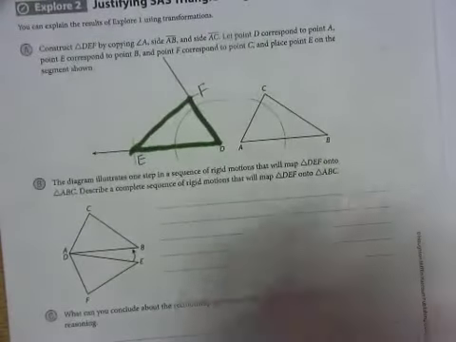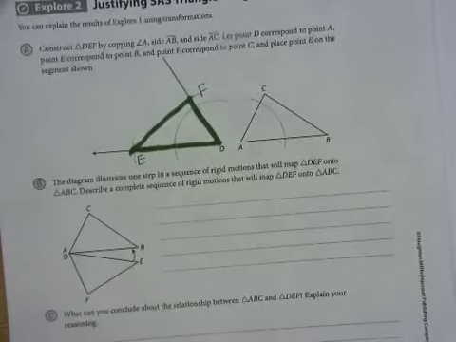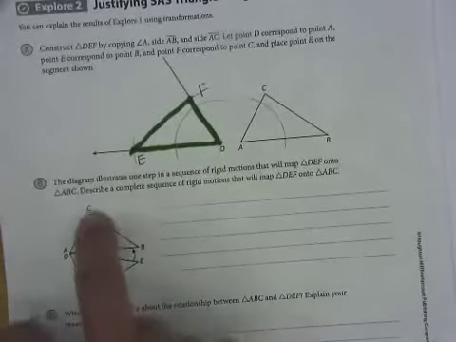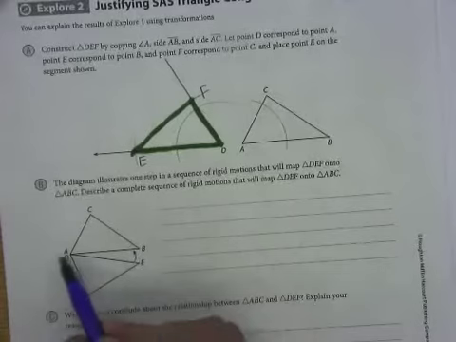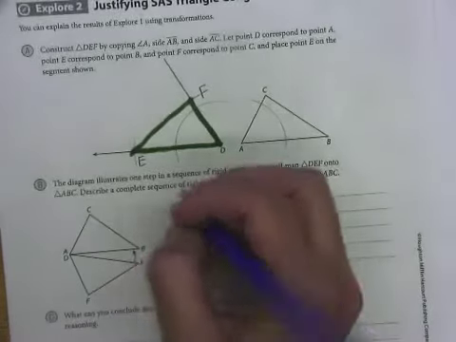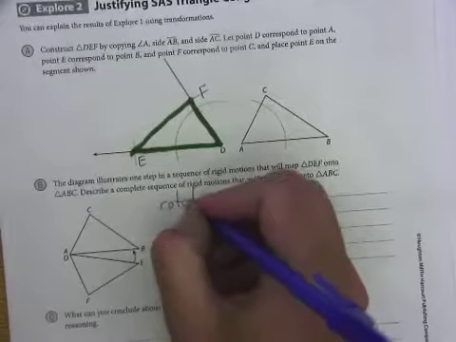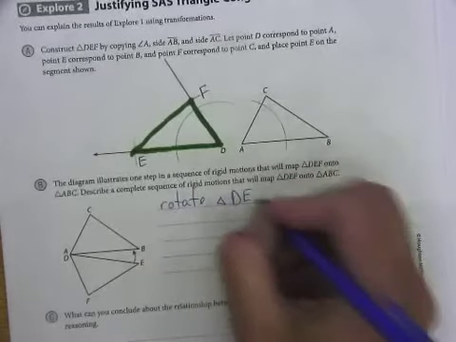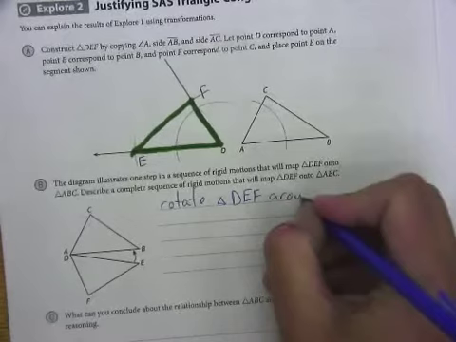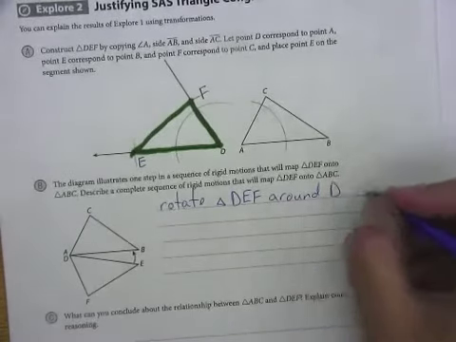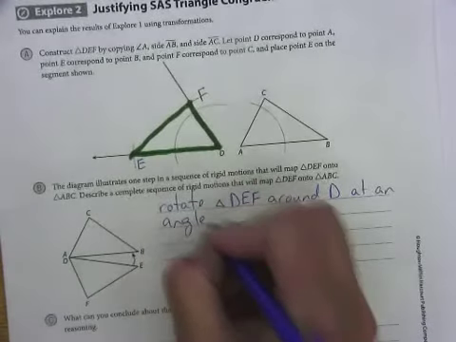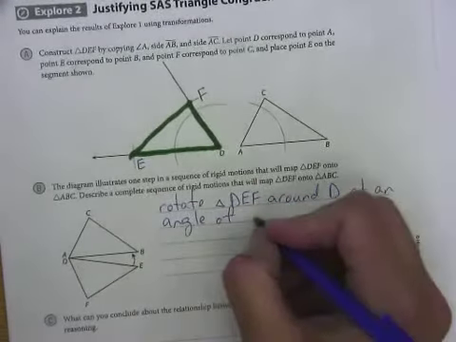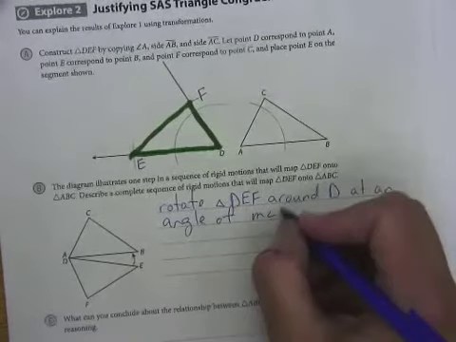In part B, it's saying that this diagram illustrates one step in a sequence of rigid motions that would map triangle DEF onto triangle ABC. So what would be the sequence of rigid motions? Well, first I would want to map DE onto AB, and I would need to do that by rotating triangle DEF around point D at an angle of the measure of angle EDB.